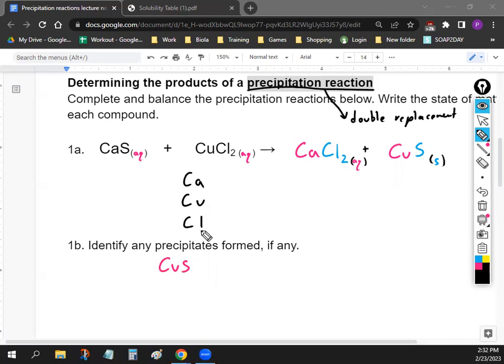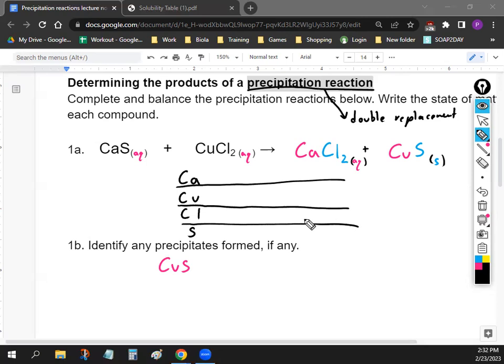Cl, and then lastly, S. Good. You guys remember this, kind of ringing a bell? All right, so we got Ca, Cu, Cl, and S. Let me rewrite it just to make it a little bit easier. Ca, Cu, Cl, S. What we're going to do is count how many of each we have on the left side and the right side, and we want to make sure we have the same number on the left and right. Okay.